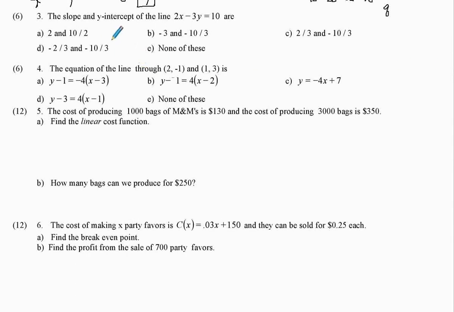All right, we're doing some more work with lines and equations of lines in problem number 3. So we want to find the slope and the y-intercept of this line 2x minus 3y equals 10. So remember that the way you find that is you solve that equation for y. So over here, let's go ahead and solve this equation for y.